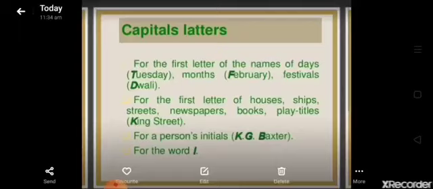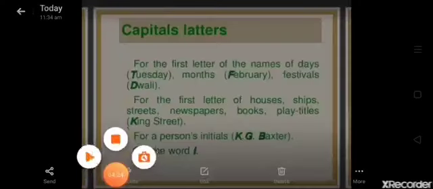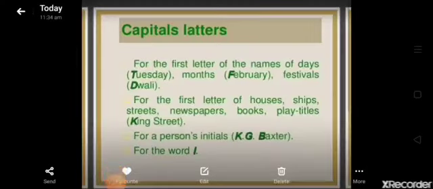For a person's initial, always start with a capital letter. For the word I, we always write a capital letter. There are certain points which I am going to discuss with you. Capital letters are used in the following cases: to begin a sentence, to begin each fresh line of poetry, to begin all proper nouns and adjective forms, or to begin all nouns and pronouns which indicate the deity.